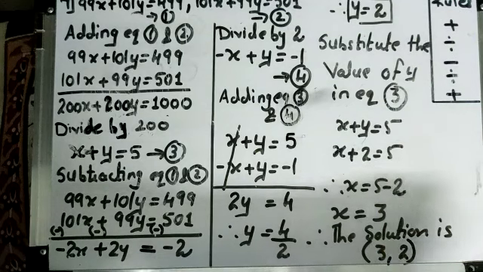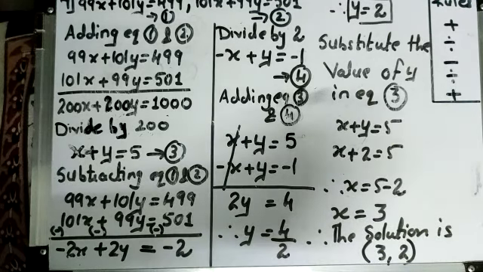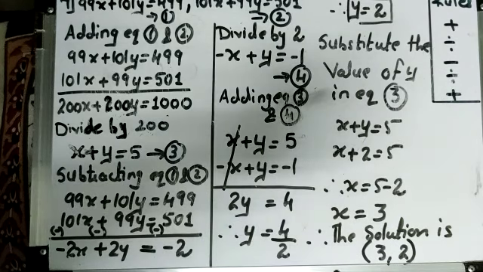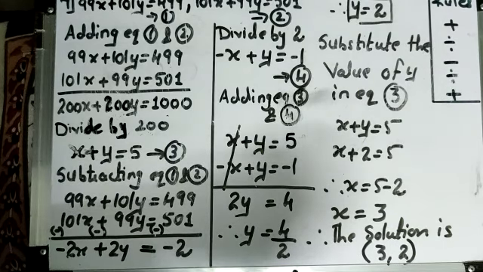Therefore, what is the solution? The solution of the given equation is always written with the value for x first and then y. So I have written that the value for x is 3 and the value for y is 2. Okay. So after this sum, we have completed the first practice set of linear equation.